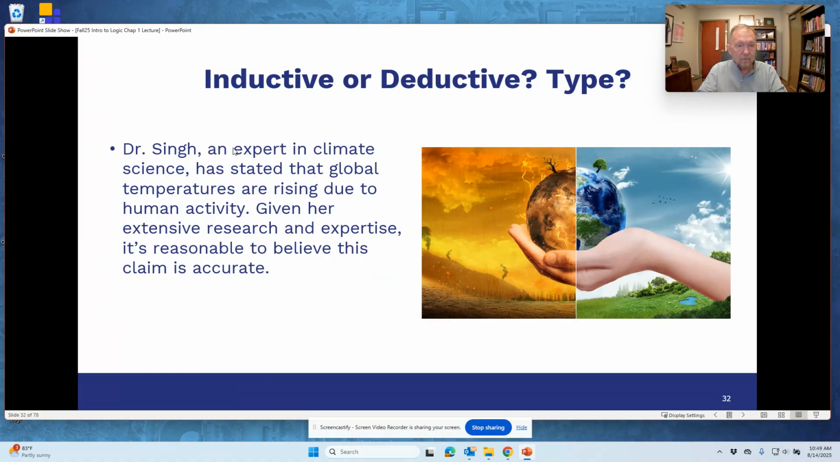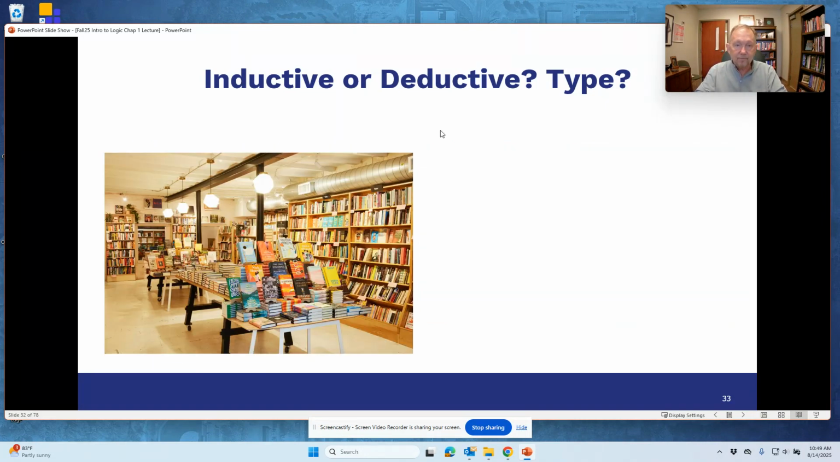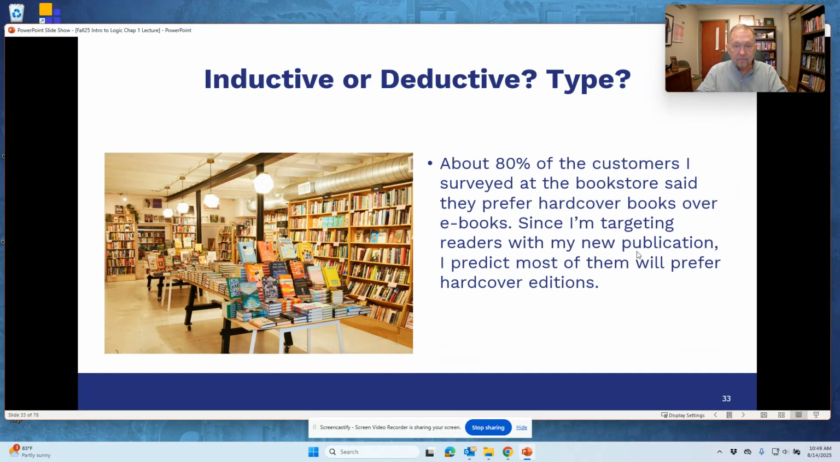All right. So this is kind of similar, right? Singh is an expert in climate science. She stated temperatures are rising. Given her extensive research and expertise, it's reasonable to accept that claim. It's reasonable, but it's not definite. So what would that be? That would be an inductive argument, and it's an inference from authority. That makes sense, right?